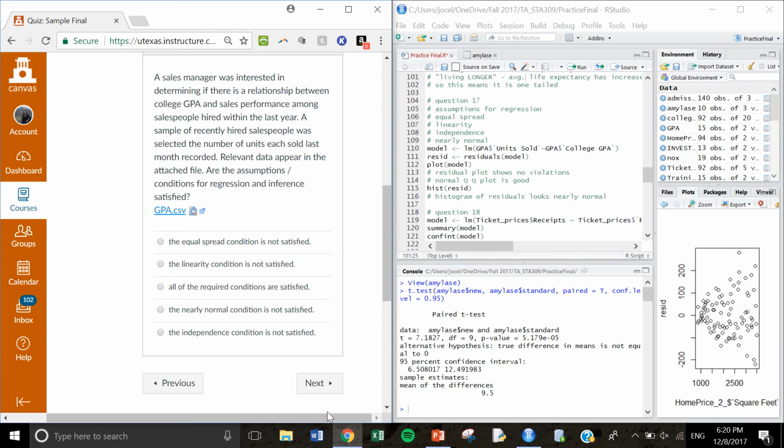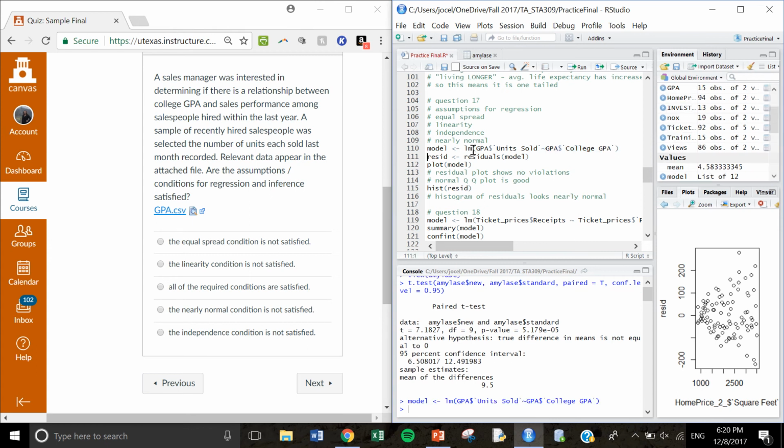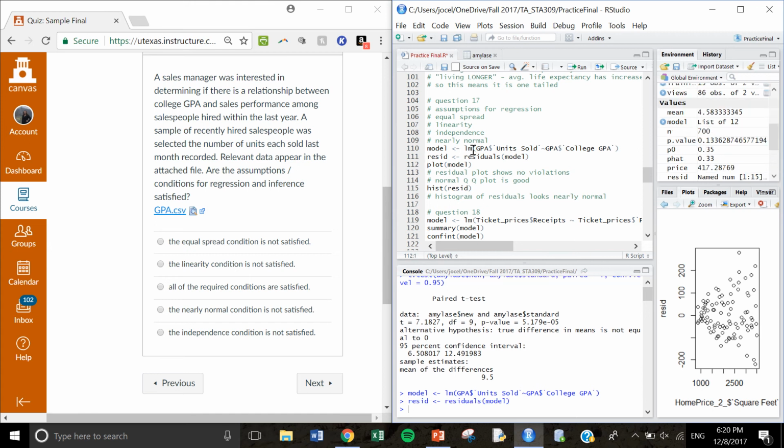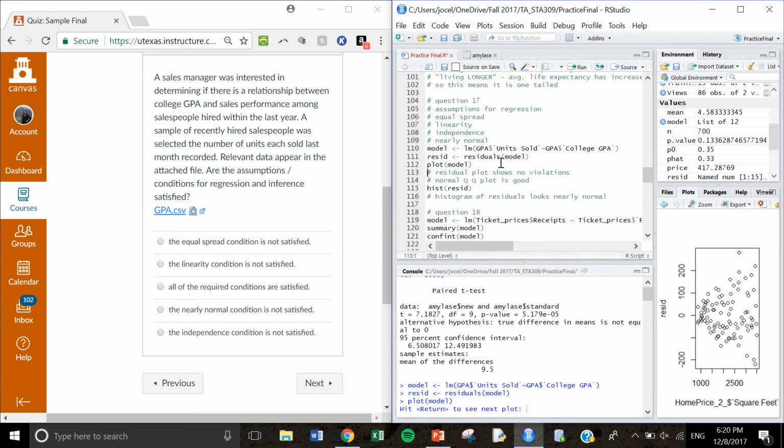So we're trying to check equal spread, linearity, nearly normal, and independence. In order to check these assumptions, I'm going to make a model of units sold, which is our Y, in terms of college GPA, which is our X. So I'm going to make this model. And just like we did, I think in question 2, I'm going to make the residuals of the model using this residuals function. This super convenient function, plot the model.